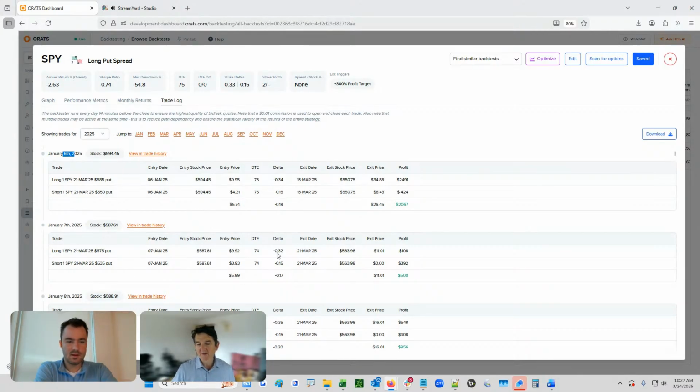And when you say starting date bias, you could see that if you got in on the 6th, you made $2,000. If you got in on the 7th, you made $500. That's a big difference. So there's a lot of path dependency, and that's a very good point you bring up.